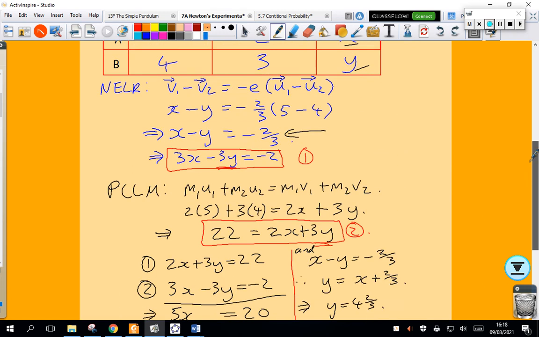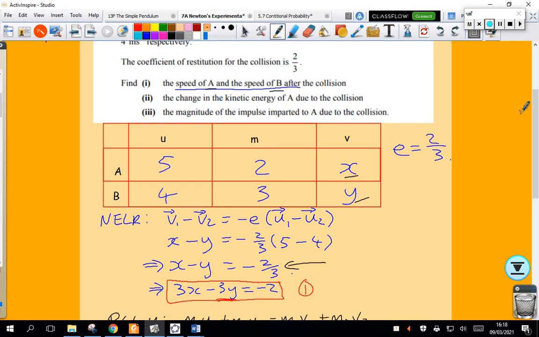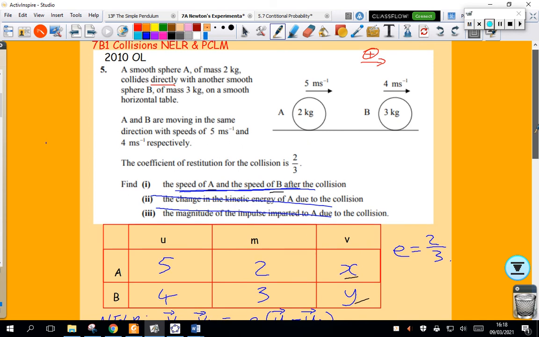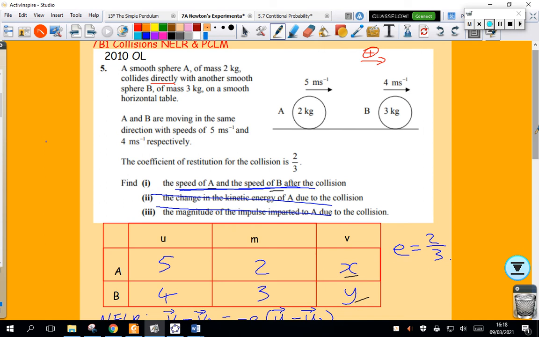Okay, so that's what was asked, find the speed of A. I'm going to leave these two out and leave you to solve those yourself. But ultimately that's Newton's experimental law of restitution and the principle of conservation of linear momentum used to solve a problem involving the collision of two moving particles.